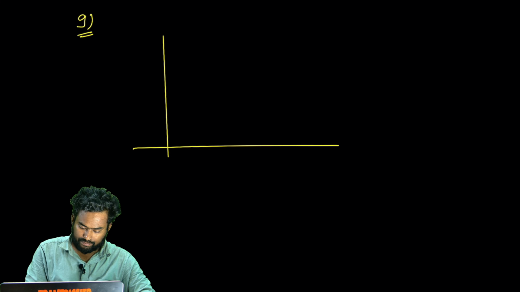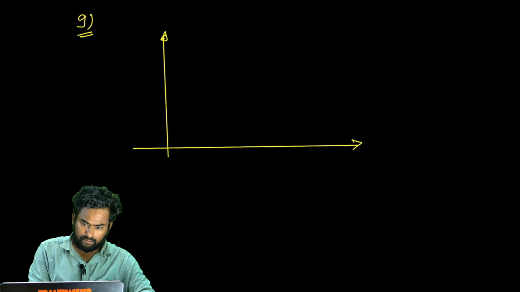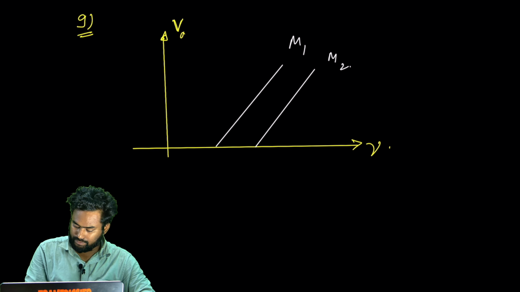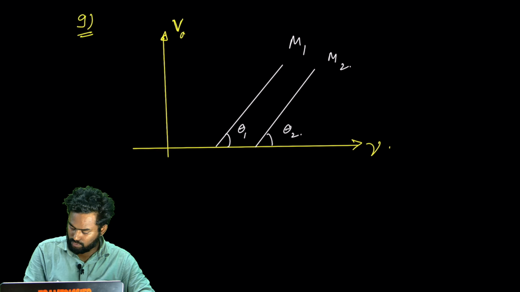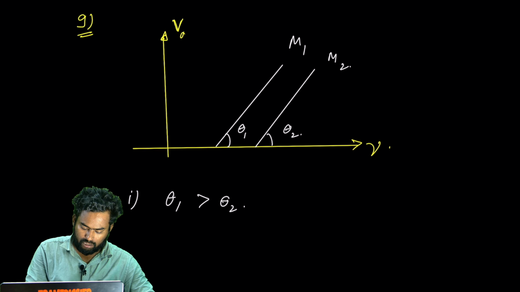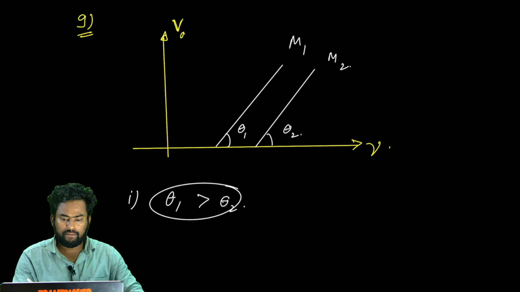A graph is given. Stopping potential versus frequency graph for two metals M1 and M2. This angle theta 1, this angle theta 2. So they are asking which of the options are true. Theta 1 greater than theta 2. Work functions are the same for both of them, greater than, less than, or equal to. They are asking about theta and work function.